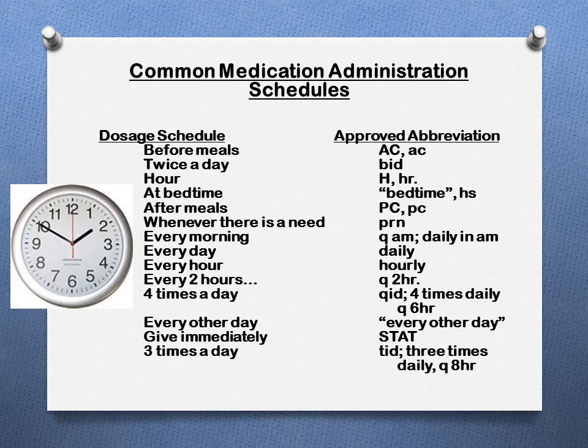You also should be aware of the common abbreviations and the common medication schedules and the abbreviations for those schedules. Approved abbreviations are changing. There are some that have been identified as being error prone. For example, you would never use U for units. You do not use IU for international unit. You don't use QD for every day or QOD for every other day. Errors have occurred because of those abbreviations.